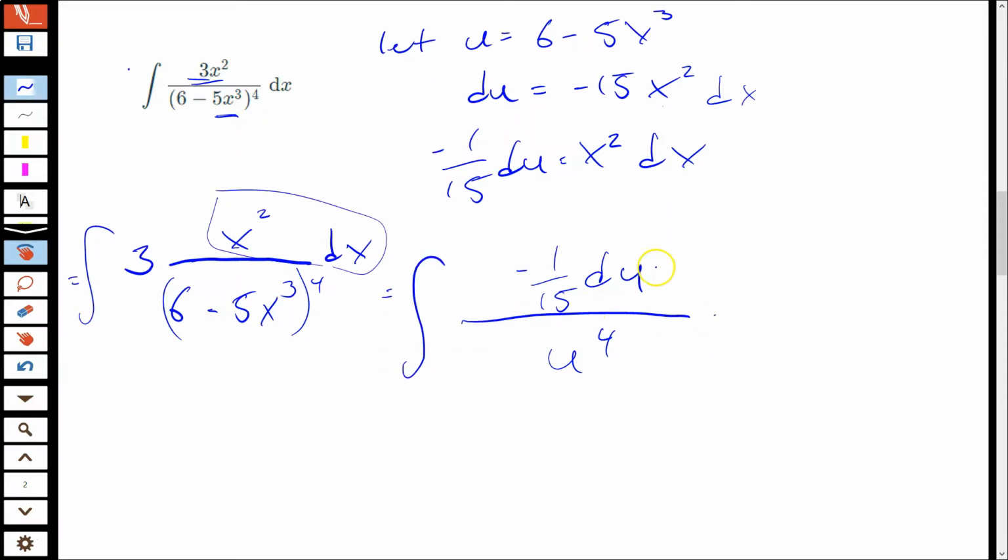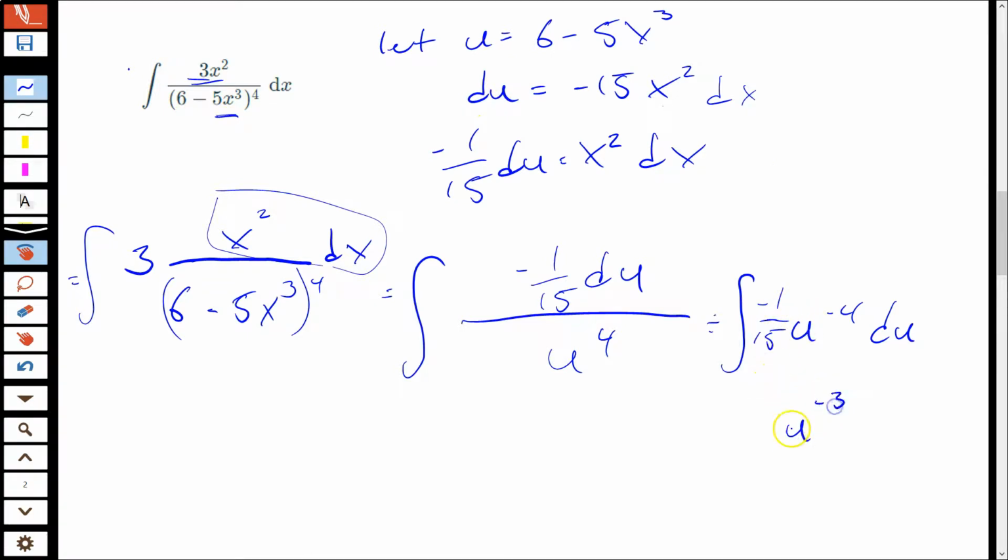Okay, now again I have a power rule integral. I'm going to rewrite it so it looks more like a power rule integral. So u to the negative fourth du, and then negative 1/15. And now it's so easy, right? That's the power of this method. We have no way to solve this integral, but by being clever and changing variables, it becomes a really easy integral.